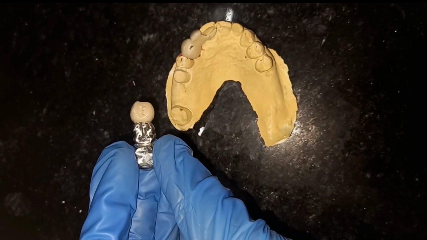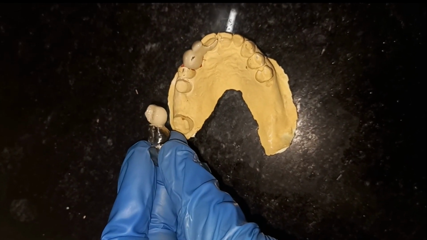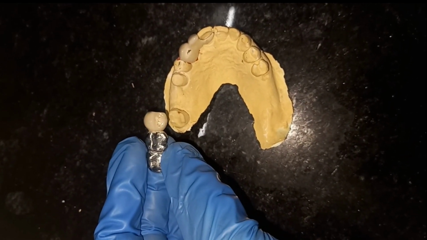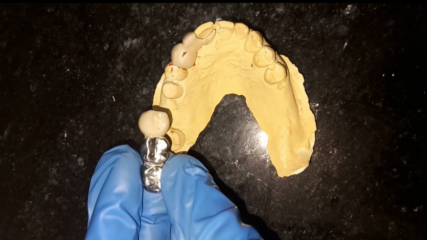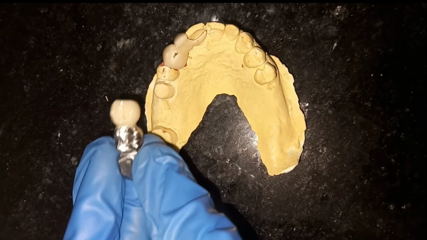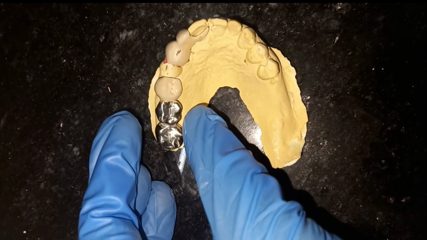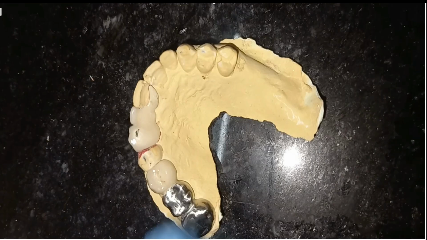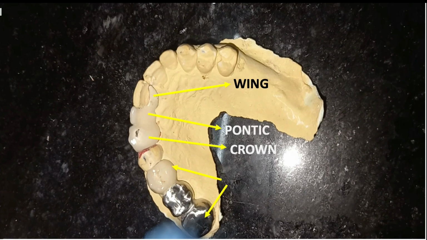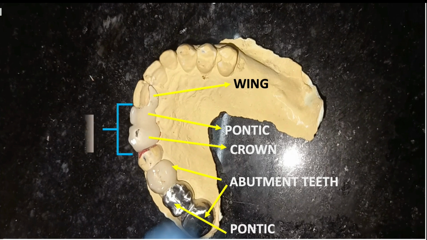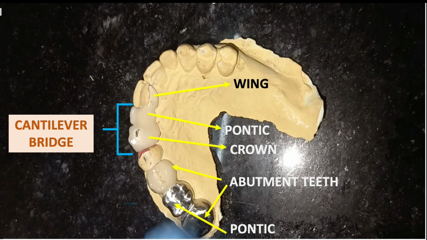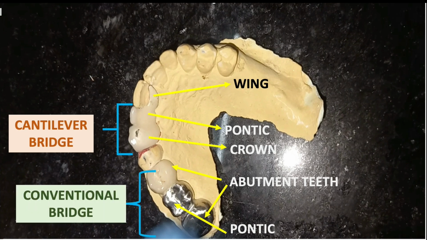And this is a conventional bridge. As you can see, it gets support from the anterior and from the posterior to replace a single missing tooth. So it has two abutments, but the cantilever has only a single abutment. So this is a summary of the entire video. In a cantilever we have a wing, one pontic and one crown. In a conventional bridge, we have two abutment teeth and one pontic. So first one is a cantilever bridge, and the second one is a conventional bridge.